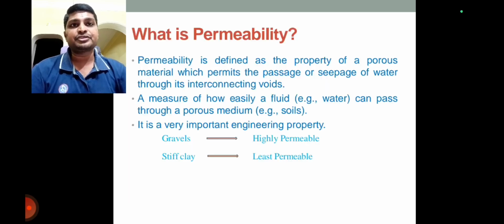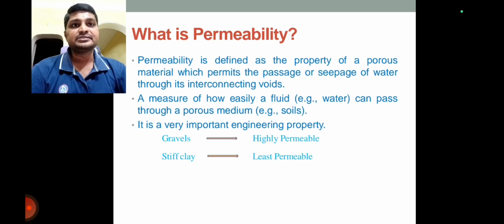First of all, we need to understand what is meant by permeability and what is meant by seepage through the soil. Then only we can understand the flow net concept. What is meant by permeability? Permeability is defined as the property of a porous material which permits the passage or seepage of water through its interconnecting voids. It is a measure of how easily a fluid can pass through the porous medium.